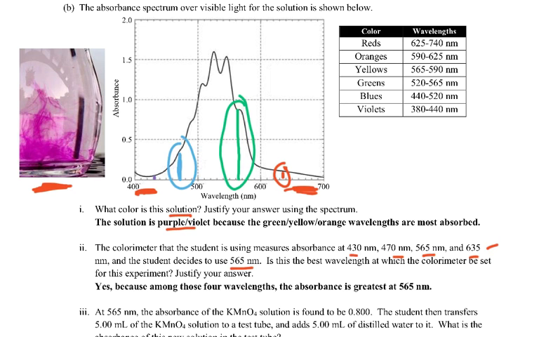And finally the 430 is in the purple region. You can see that the permanganate absorbs the best right here, way over here in the green region. So that's where it absorbs the best. That's the one you want to use for the experiment.